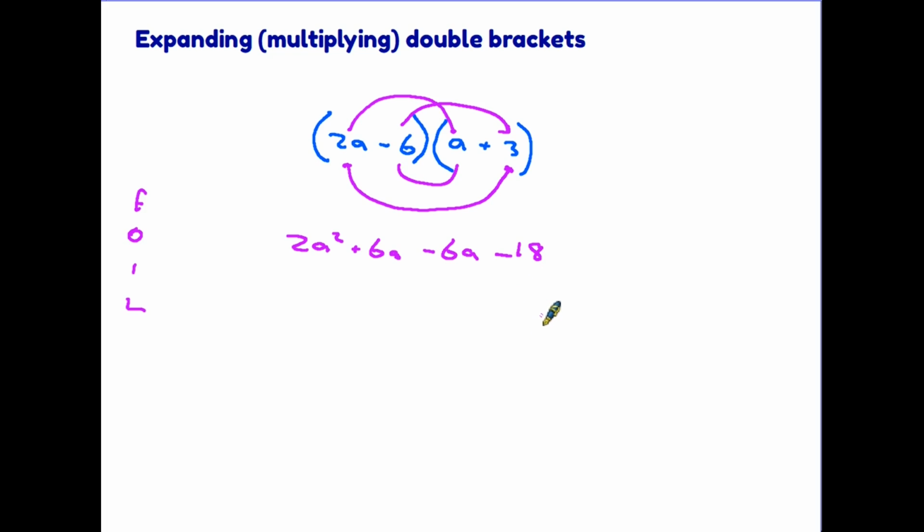Now collecting like terms here, well, we have the 2a squared. We have plus 6a minus 6a. In this case, they cancel each other out. 6 minus 6 is nothing. So we have nothing to put in the final line, except on the end we have minus 18. So in this case, it will simply be 2a squared minus 18, because the like terms have cancelled themselves out.